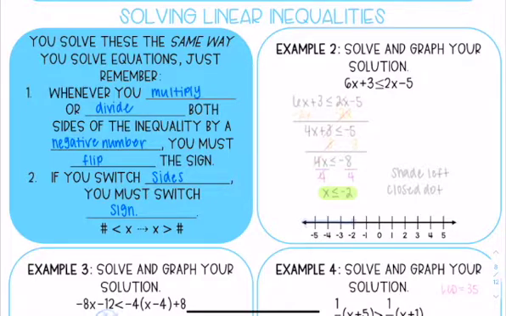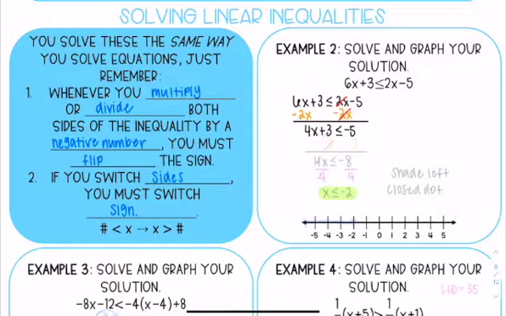We want to solve and graph 6x plus 3 is less than or equal to 2x minus 5. So 6x plus 3 is less than or equal to 2x minus 5. Remember, these work the same way unless you multiply or divide by a negative number. So I am going to subtract 2x from both sides so that I can get it all on one side. So on the right hand side it cancels. And we get 4x plus 3 is less than or equal to -5.